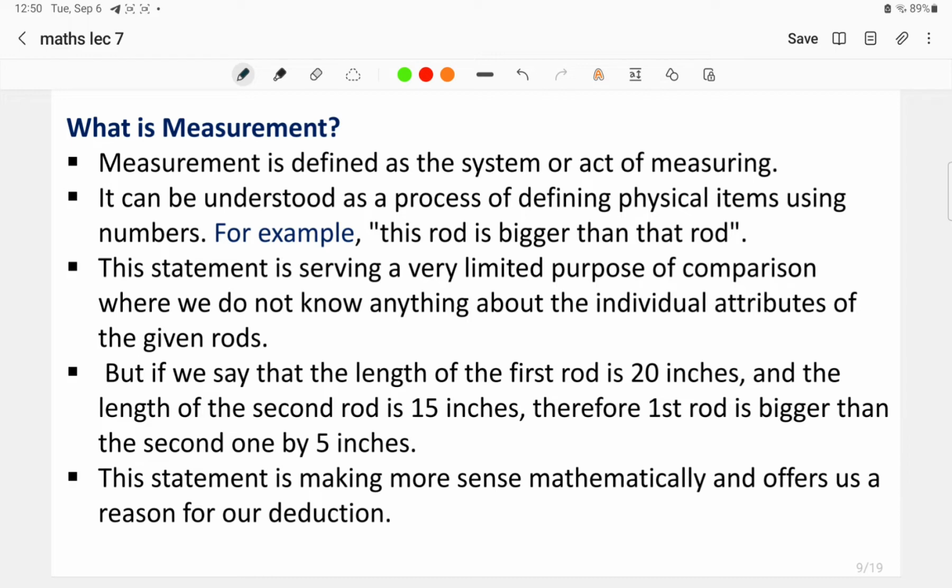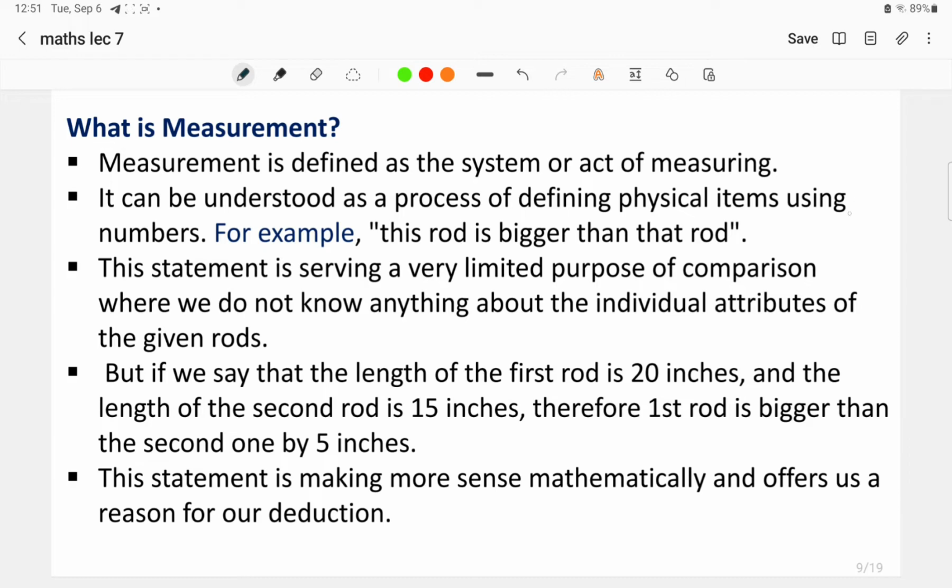Now here I have given an example of how one rod is bigger than the other rod. In this, two different rods have been compared, right? One rod is compared with another rod, and basically how much bigger or smaller that rod is. For that we are measuring the rods. This statement can simply be explained using length. If we are measuring the length of one rod and the length of another rod, basically we are measuring the length of both the rods and comparing them with each other.